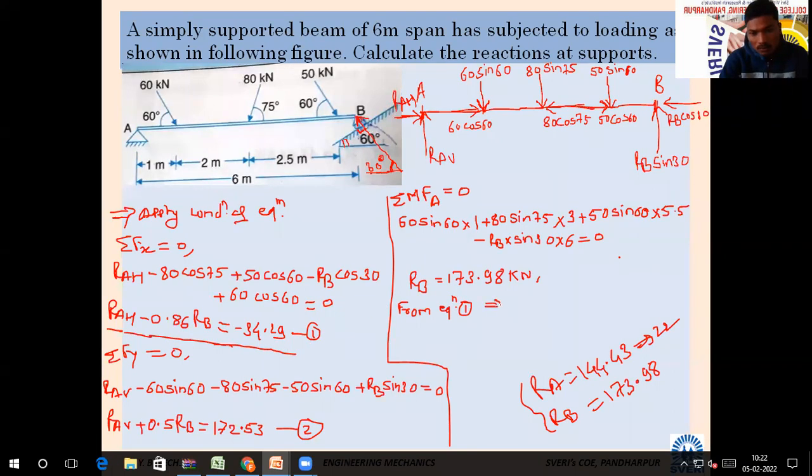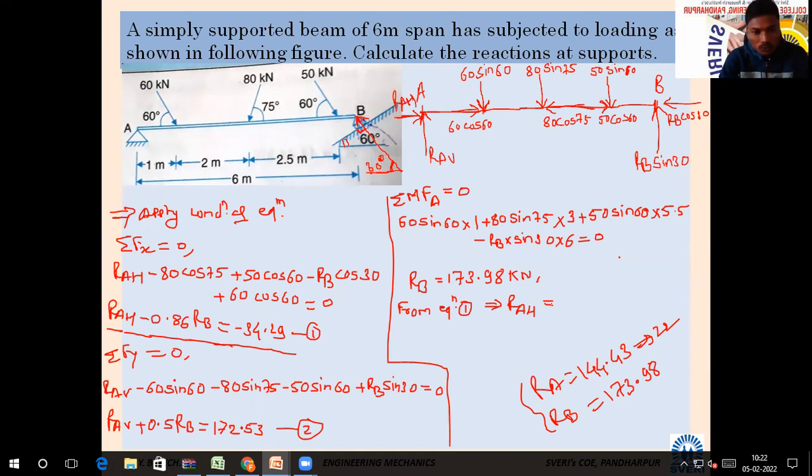Now here space is not available. I have written from equation number 1, RAH. You tell me what is the value. I will not explain this simple mathematics. Put the value of RB there: 116.38 minus 34.21 in the calculator. This RB term will go to the right hand side, it will become plus 0.86 into the value of RB. You calculate that then, RAH.